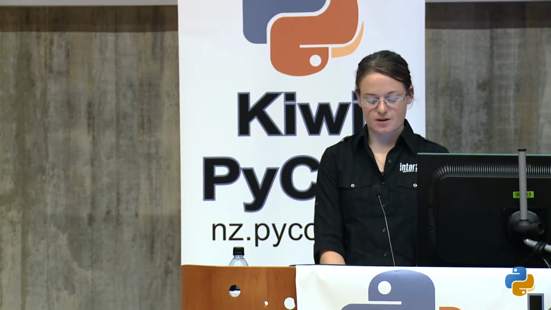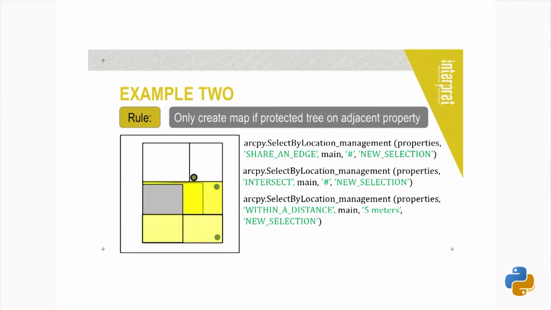Sometimes we need to do multiple spatial selections to get the right result. In this case, we want to know if there are any protected trees on the main property, shown in grey, or in any of the neighbouring properties. We have to select the main property, then select the properties touching it, and then select the trees that fall within these properties. A count of selected features in the trees layer will tell us whether to create the map or not.